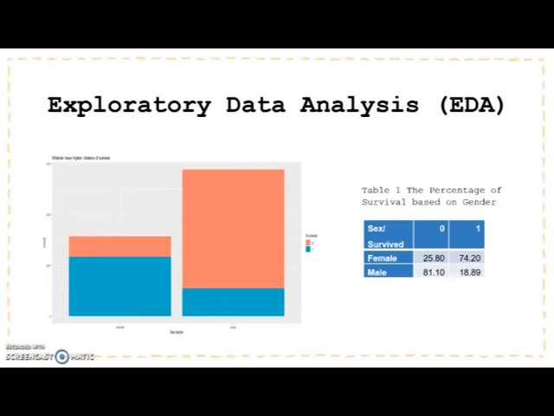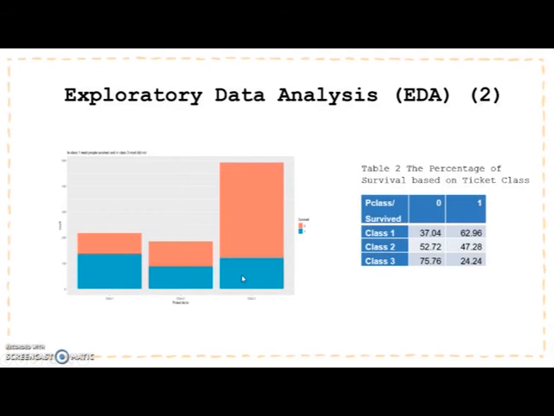So we go to the exploratory data analysis. It is a significant step to take before proceeding to machine learning, as we want to ensure the data is real. So this is the table, the percentage of survival based on gender. So we can see that the survival of females is 70% and the non-survival of females is 25.8%. And this is the graph.